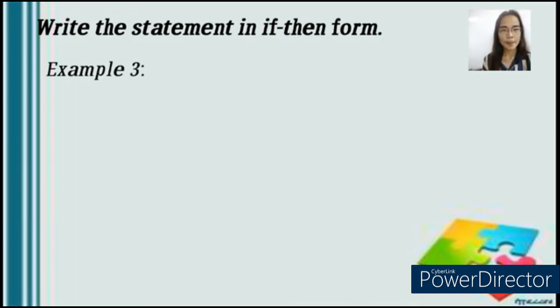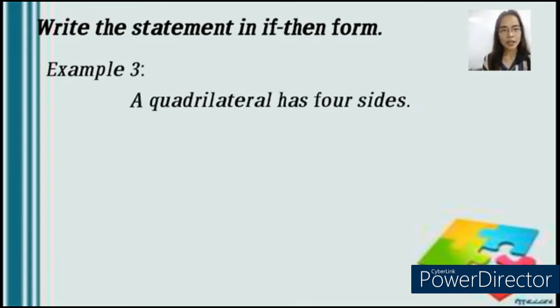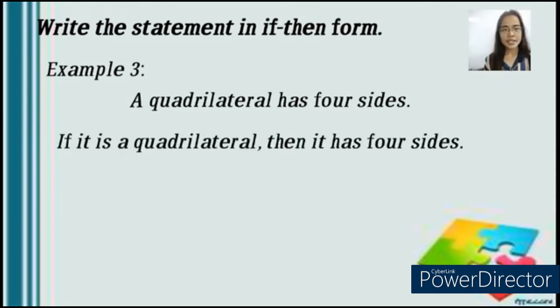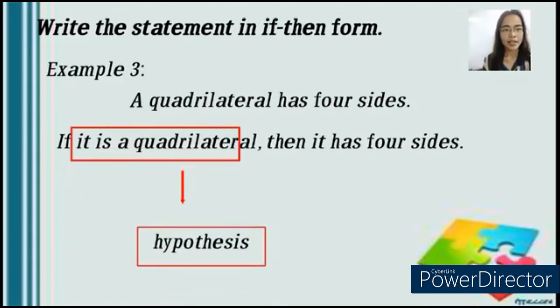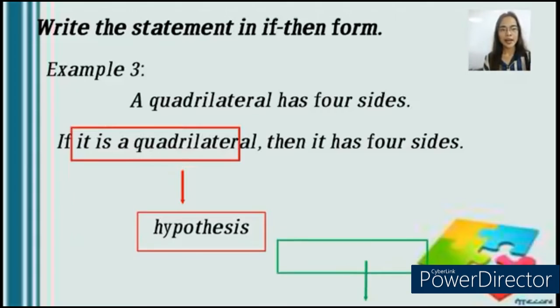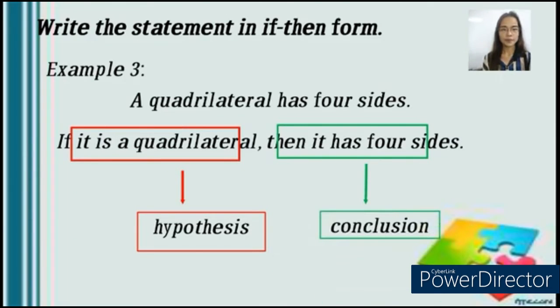Okay, another example. A quadrilateral has 4 sides. Transform it in if-then form. Yes? Very good. If it is a quadrilateral, then it has 4 sides. The hypothesis is, it is a quadrilateral. And the conclusion is, it has 4 sides.